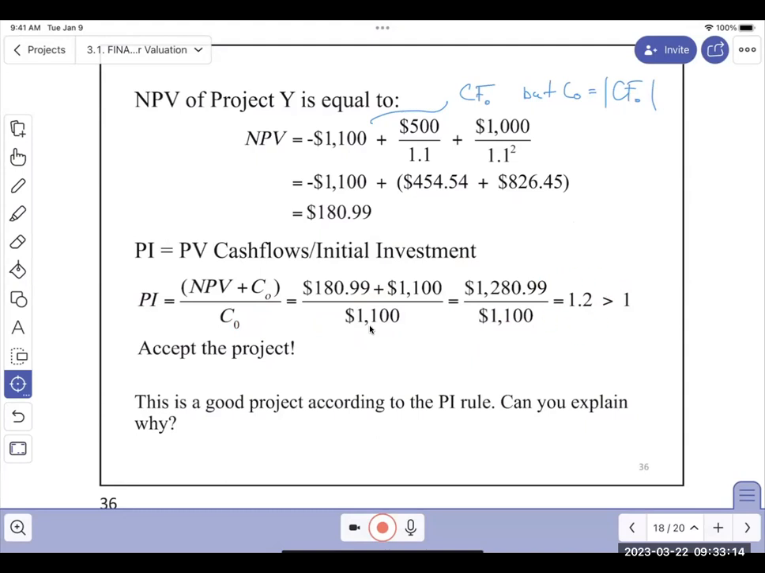And I get 1.2. What does it mean? It means that I've got bang for my buck. I've got 20% more for the dollar invested. So that's good. Questions? So I should invest in this project.